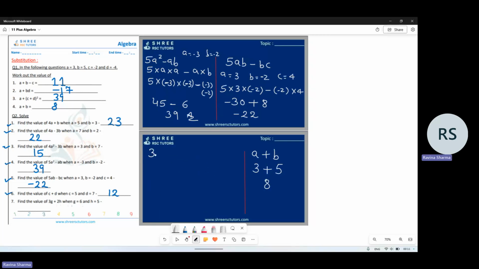Our question is, what is the value of 3g plus 2h when g is equal to 6 and h is equal to 5? 3g means 3 multiply with g. So 3 multiply g value 6, plus 2h, 2 multiply with h, that means 5. 3 times 6 is going to be 18. 2 times 5 is going to be 10. And that's going to be 28. And that's our answer.